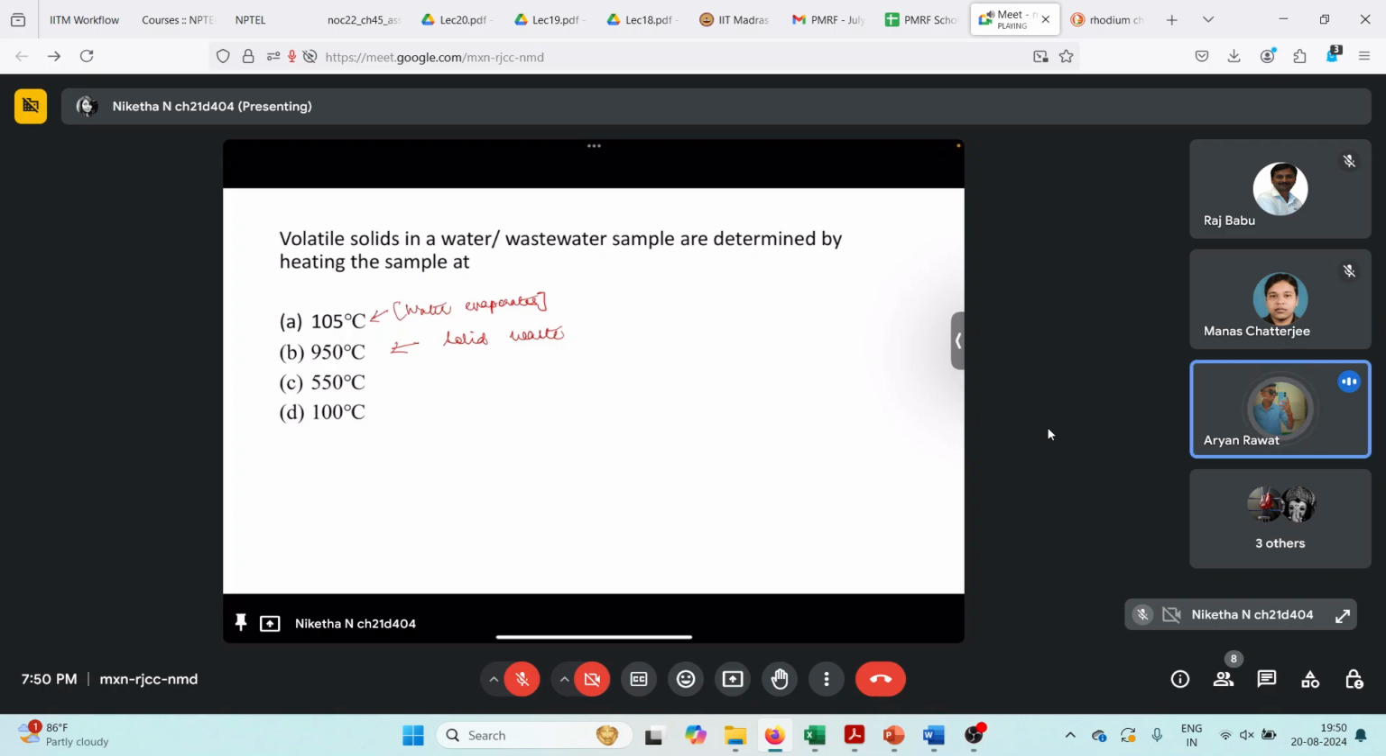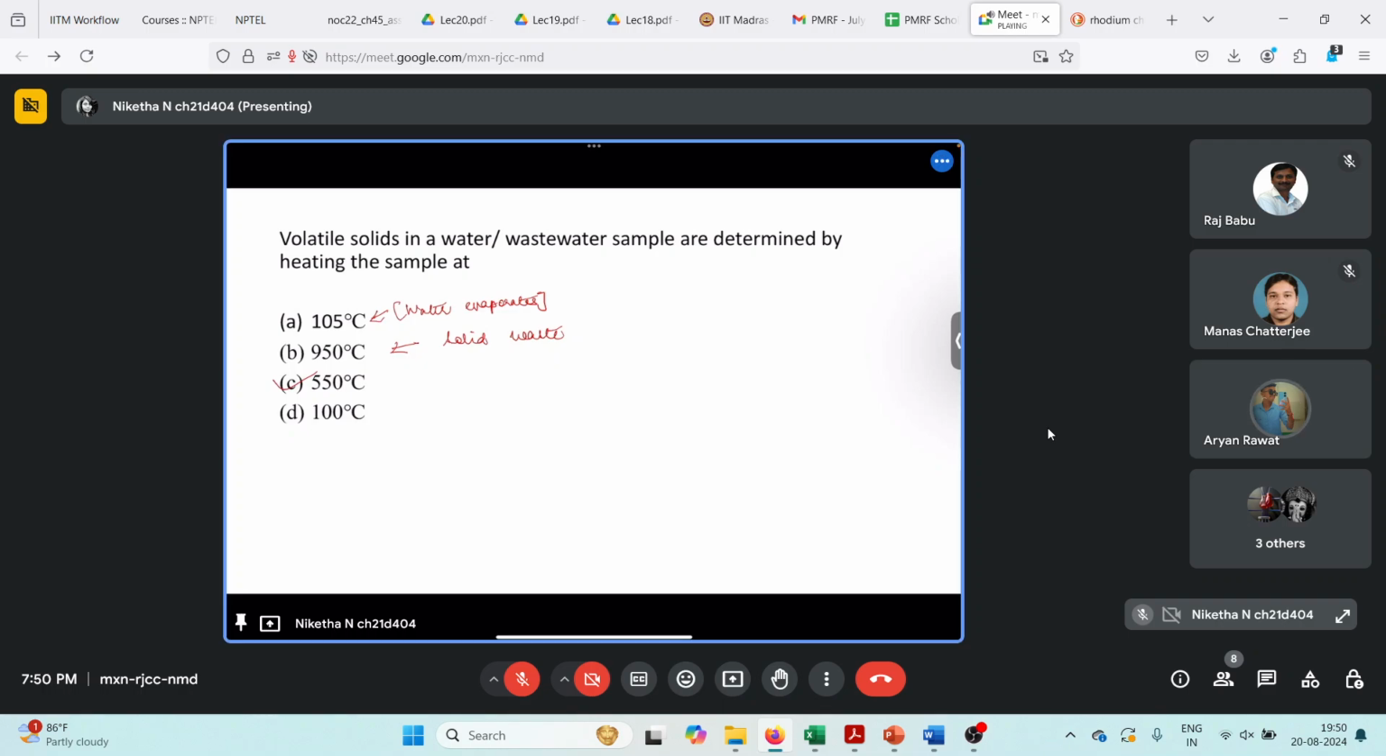Ma'am, 550 degrees Celsius. Yeah, that's right. So option C is correct. So what we do is we will heat the sample. We will first heat the sample at 105 degrees, and we will remove all the water by evaporation. And then we will keep the sample in a muffle furnace, and we will heat at 550 degrees Celsius. Whatever difference in weight is there before and after heating at 550 degrees Celsius will give you how much volatile solids were present. So that will give you the weight of the volatile solids.